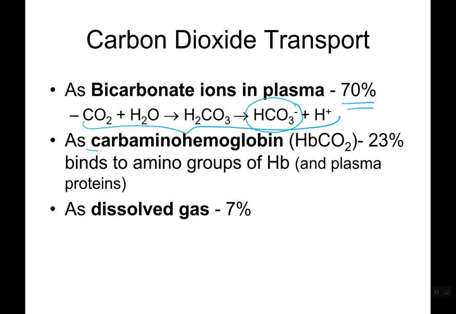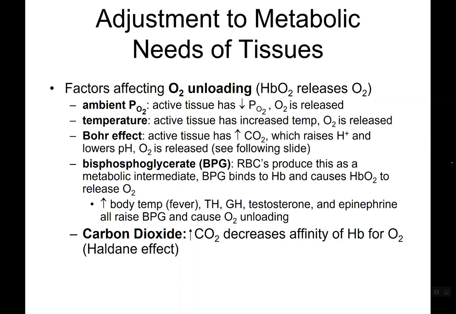We also have carbaminohemoglobin, which is the name for all of the hemoglobin that is bound to carbon dioxide and all the carbon dioxide that's bound to plasma proteins that aren't hemoglobin. And the remaining 7% is present as dissolved gas because remember, CO2 is more soluble in water than oxygen is by a factor of many.